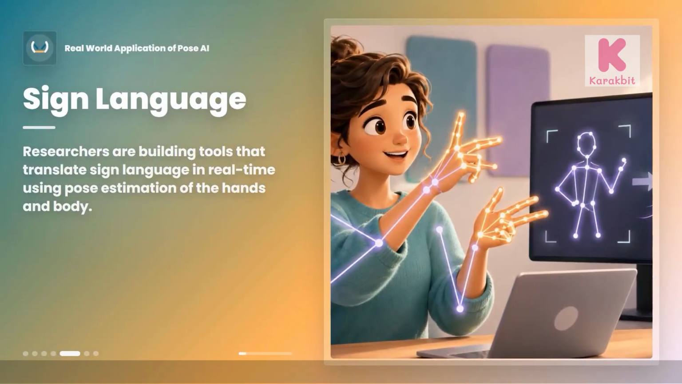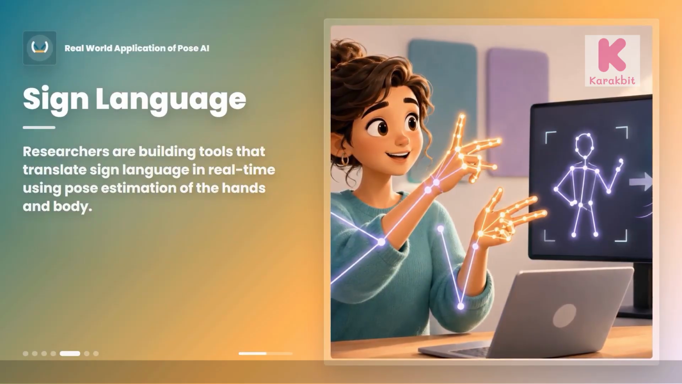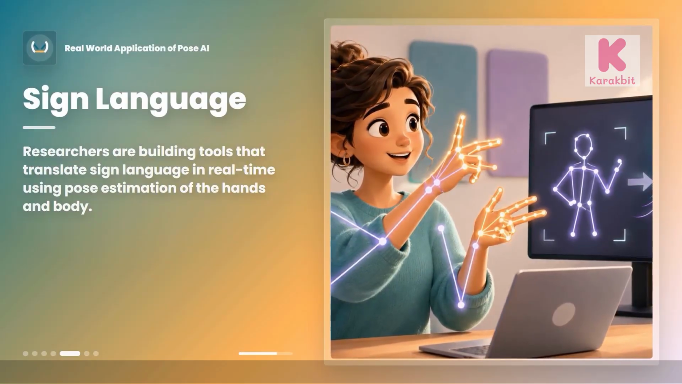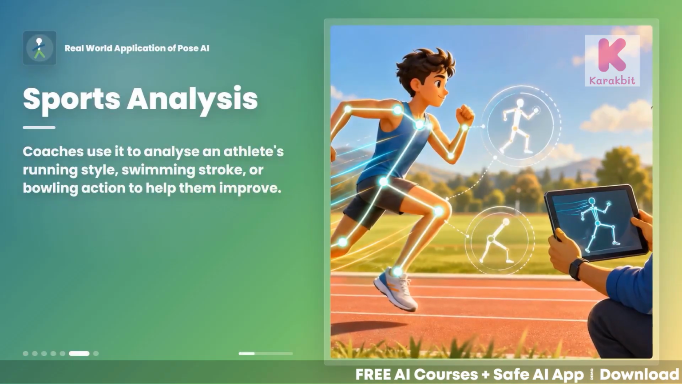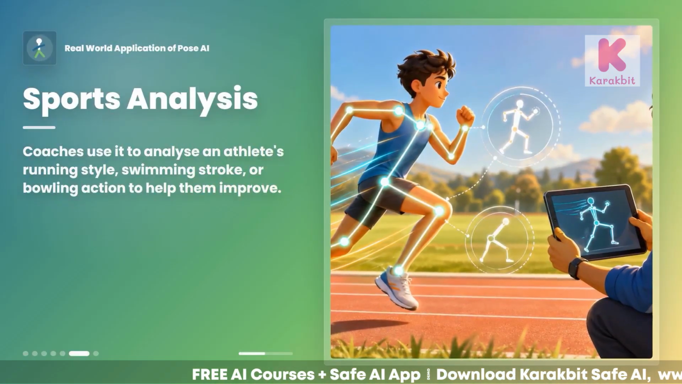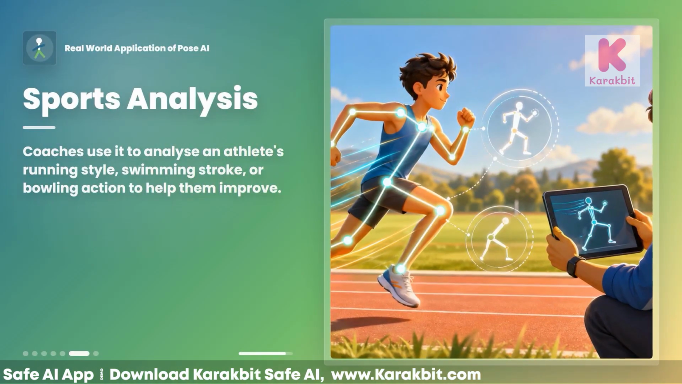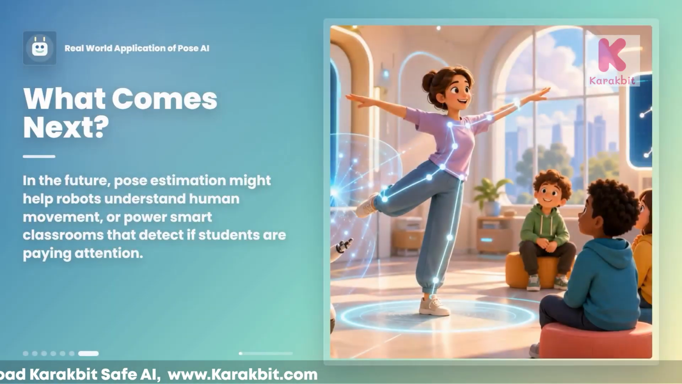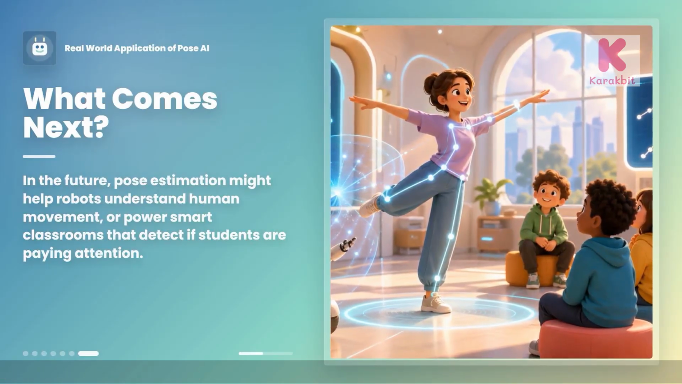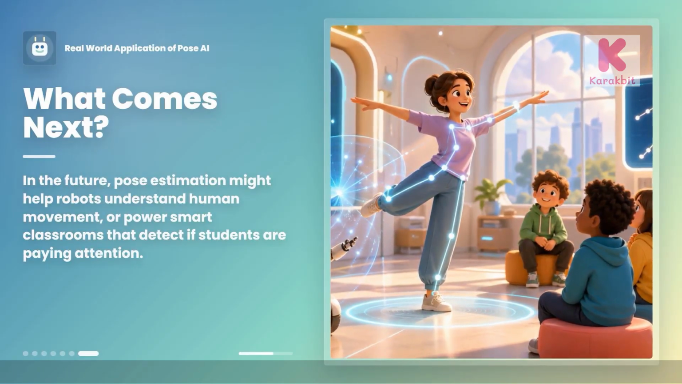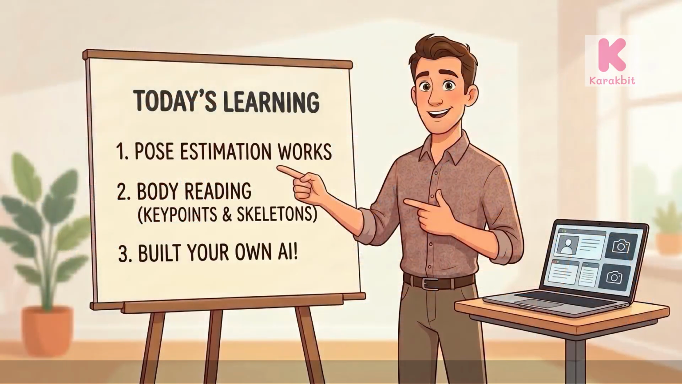Fourth, sign language. Researchers are building tools that translate sign language in real time using pose estimation of the hands and body. Fifth, sports analysis. Coaches use it to analyze an athlete's running style, swimming stroke, or bowling action to help them improve. And the technology is only getting better. In the future, pose estimation might help robots understand human movement or power smart classrooms that detect if students are paying attention or not. And that's all for today.